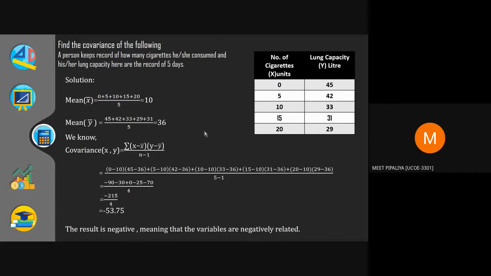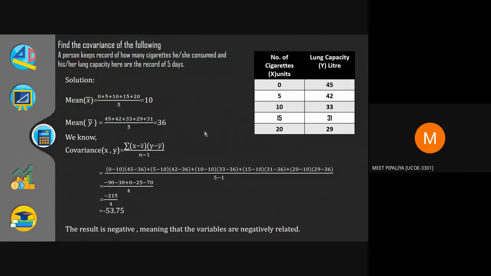To find the mean of x, we know the formula: the sum divided by the total number of values. So the mean of x is 0 plus 5 plus 10 plus 15 plus 20, the whole divided by 5, which equals 10. Mean of y equals 45 plus 42 plus 33 plus 29 plus 31, the whole divided by 5, which equals 36.